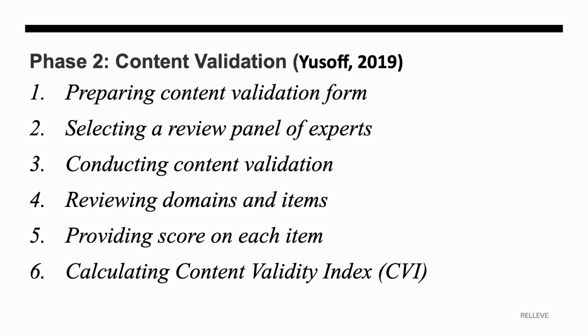Phase 2, content validation. This stage consists of 6 steps. 1. Preparing the content validation form. 2. Selecting a review panel of experts. 3. Conducting content validation. 4. Reviewing domains and items. 5. Providing scores for each item. 6. Calculating the Content Validity Index, CVI.